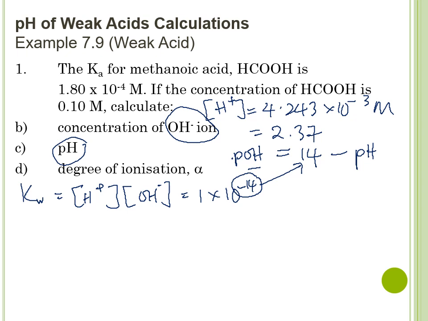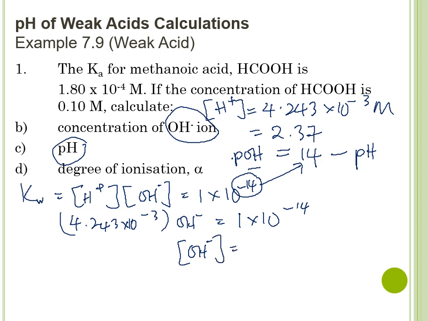Right, so this is 4.243 times 10 to the power negative 3. OH minus equals to this, and you're going to get OH minus is 2.36 times 10 to the power negative 12 molar. That's the concentration of OH minus.